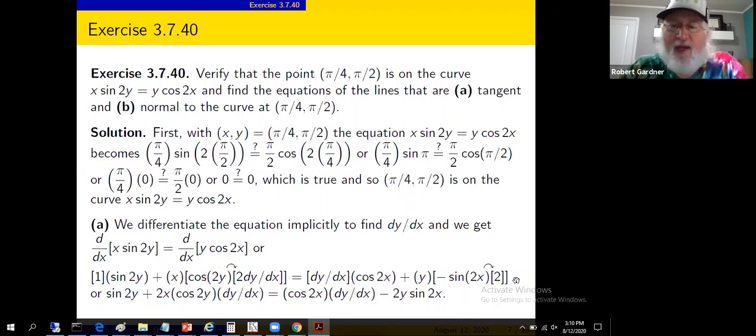Okay, so we got this. We'll clean it up a little, so we get sine 2y. Here we've got, say, 2x out front, cosine 2y, there's a dy/dx. Cosine 2x dy/dx minus 2y. Let's take that to the next slide. So we'll recopy this last line.